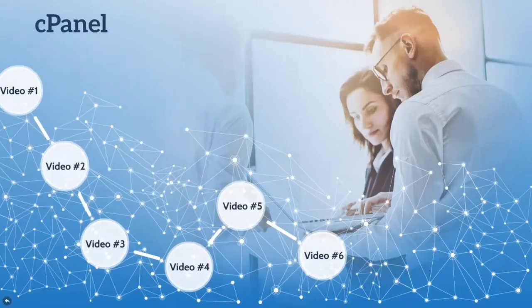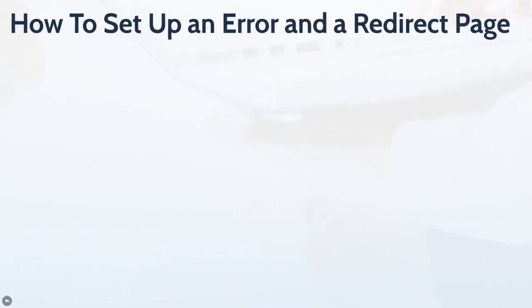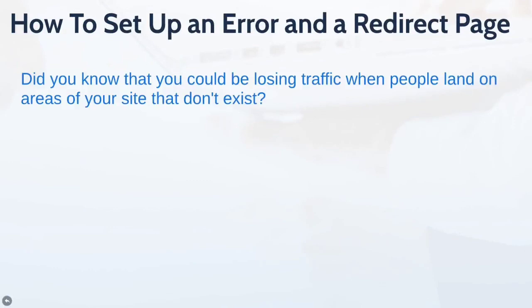Welcome to video number 6, and in this particular video we're going to talk about how to set up an error and redirect page. Did you know that you could be losing traffic when people land on areas of your website that don't exist? Over the years of maintaining your website, you'll have pages, videos, zip files, whatever, that will disappear. They will have been indexed by Google, and if somebody clicks on that through Google and comes to your website, it will lead to what we call a 404 error page.